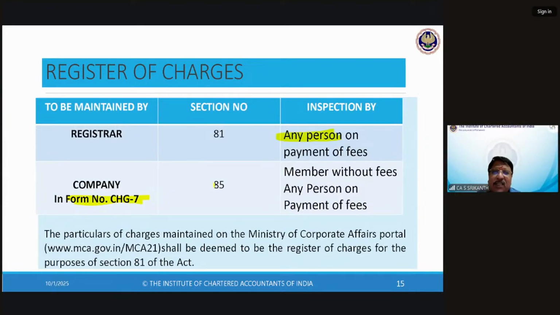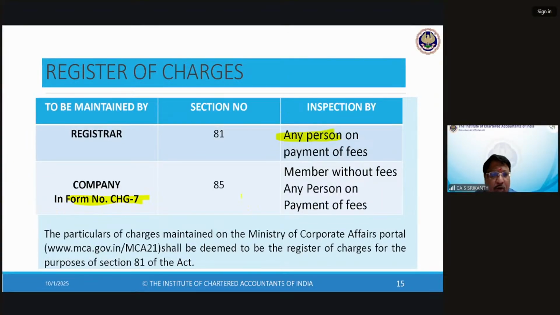Okay. So CHG, sorry, my mistake. Now I have covered it. So this charge register of charges is maintained by the company. A member can inspect it without fees. Any member, but any other person, a non-member, should pay fees. So why will you go to the company boss? You go to the registrar. He is jolly well bound to give you.